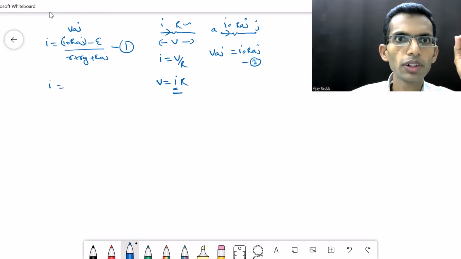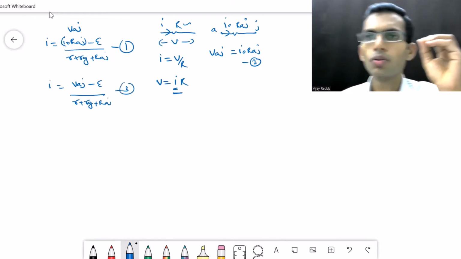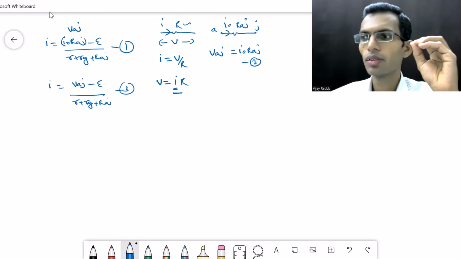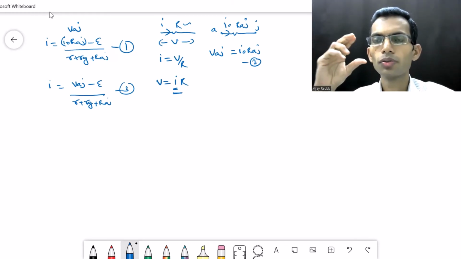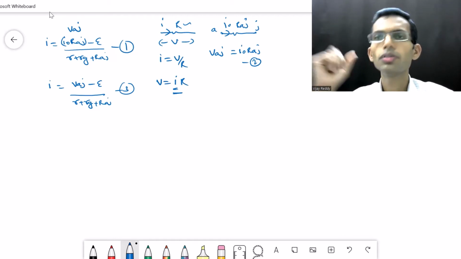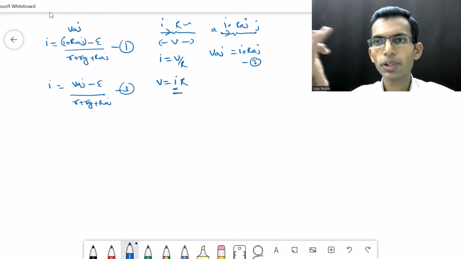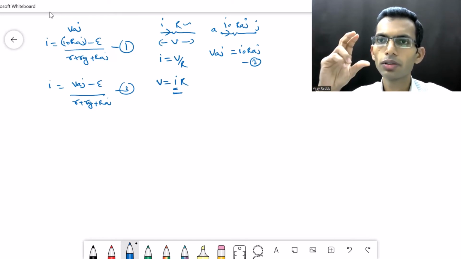So when we substitute, we are going to get I is equal to VAJ minus E by R plus RG plus RAJ. So this is equation 3. What is our objective? Our objective is to find the cell EMF. The cell is going to have a fixed value of EMF. It may be 1.45 volts or 2.1 or something like that. It is going to have a fixed value of voltage.